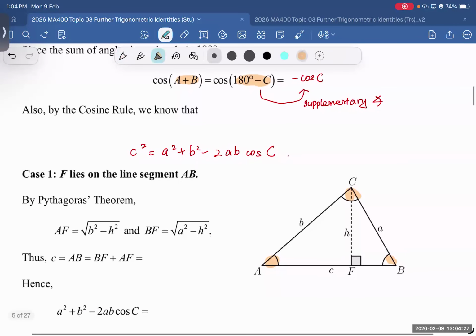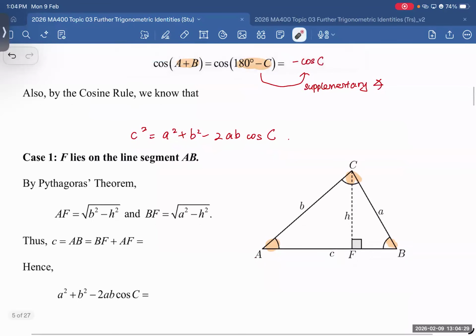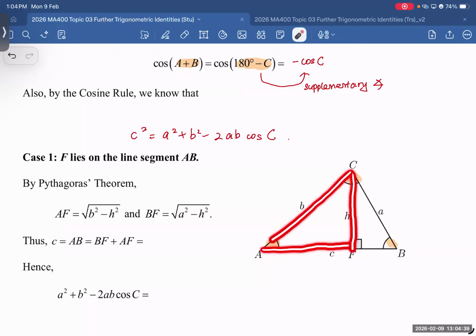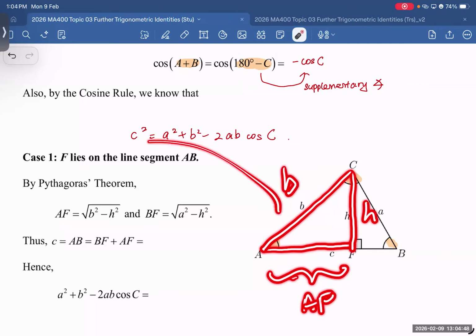By the Pythagoras theorem, now I come to this, by the Pythagoras theorem, AF, CF, and AC. Can I say that AF here, this is AF, this is H, this is B. Can I say that by the Pythagoras theorem, AF is the square root of B squared minus H squared?